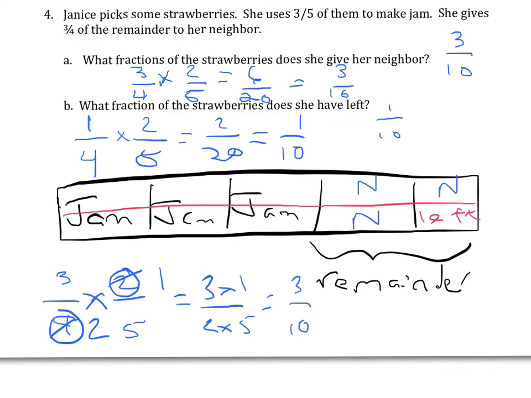So the multiplication coincides with the bar model, and at this point in the game, it's good to draw a bar model to correspond.